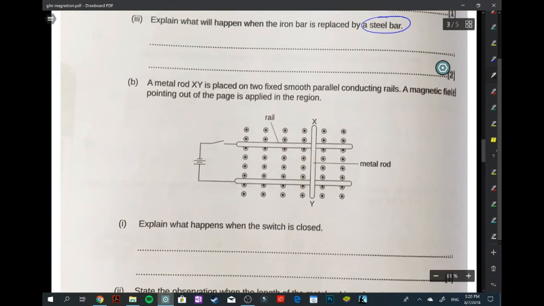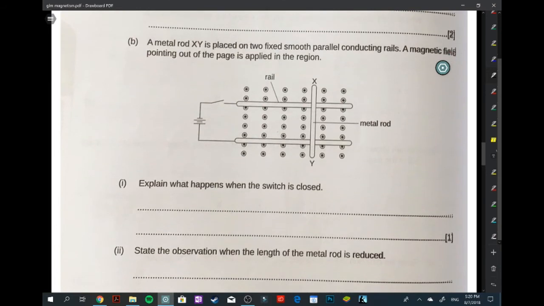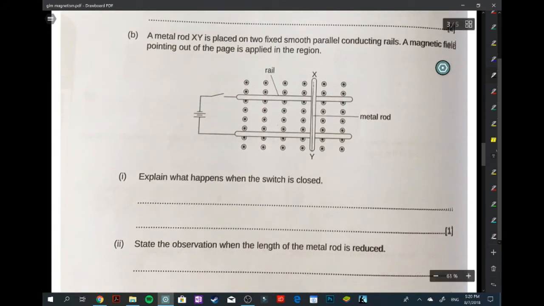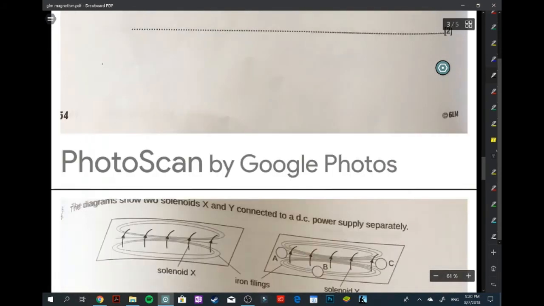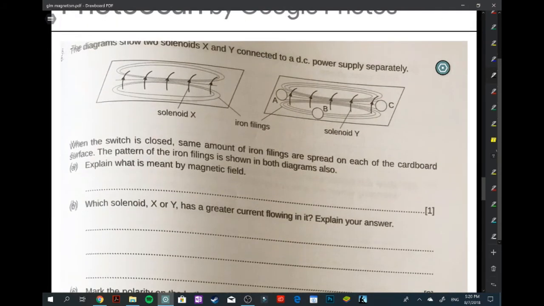Oh, okay. I'm so sorry, but in this case, what will happen is that X and Y will actually experience a force, and with that we actually skip this question too. So let's skip, and we'll just finish up one last question.